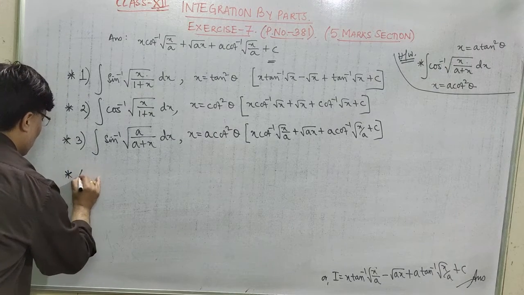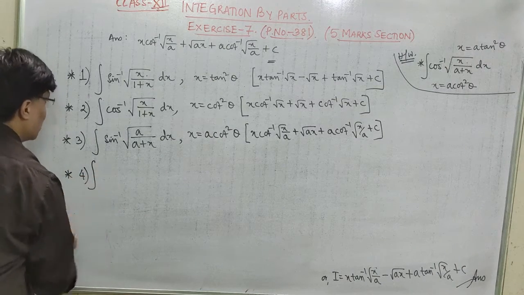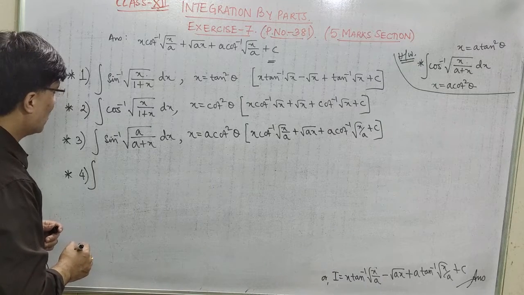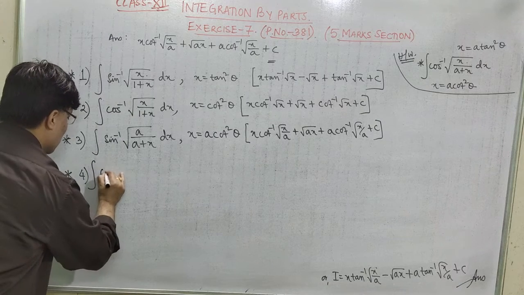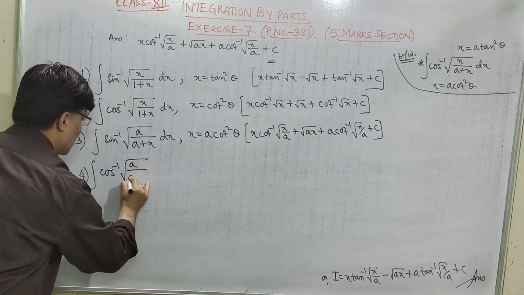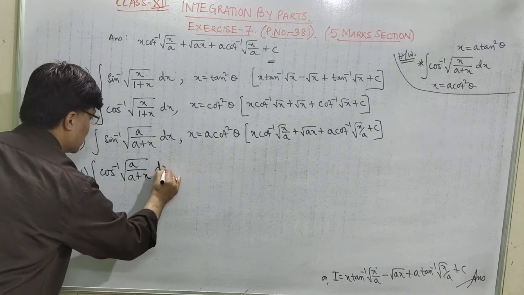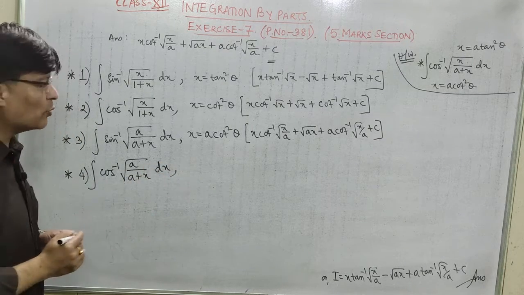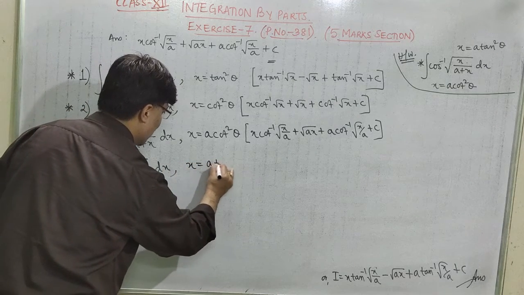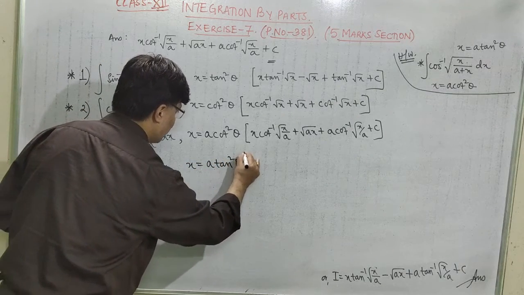And for number 4, integration of cos inverse root over a upon a plus x dx. If you have this type of question, what should you put for x? x is equal to a tan square theta.